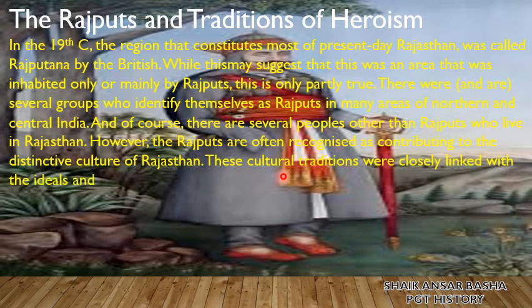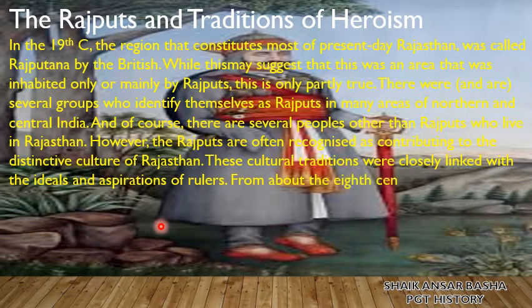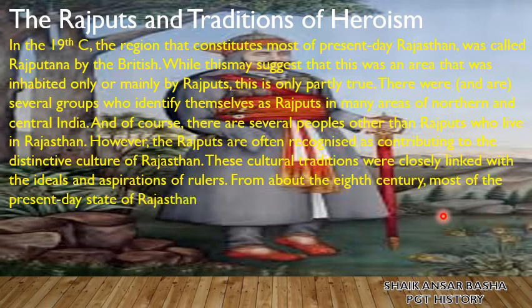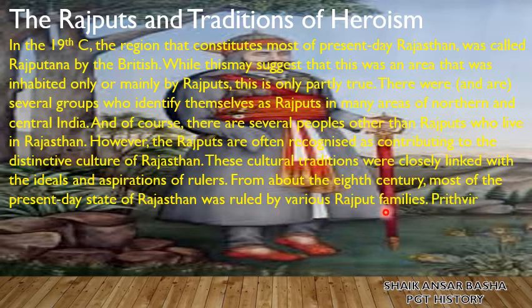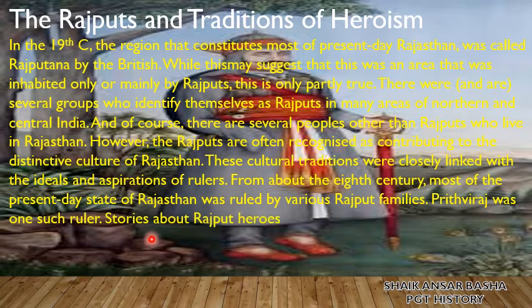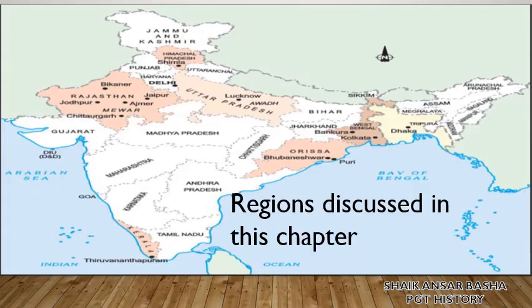These cultural traditions were closely linked with the ideals and aspirations of rulers. From about the 8th century, most of the present-day state of Rajasthan was ruled by various Rajput families. Prithviraj was one such ruler. Stories about Rajput heroes were recorded in poems and songs.